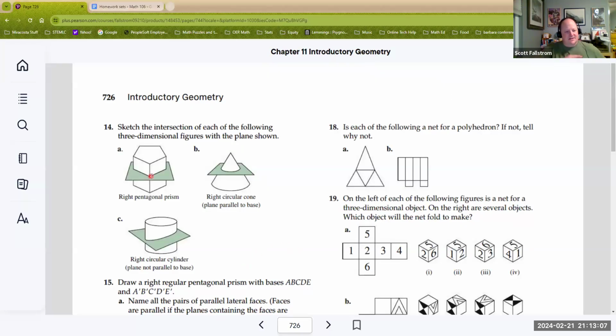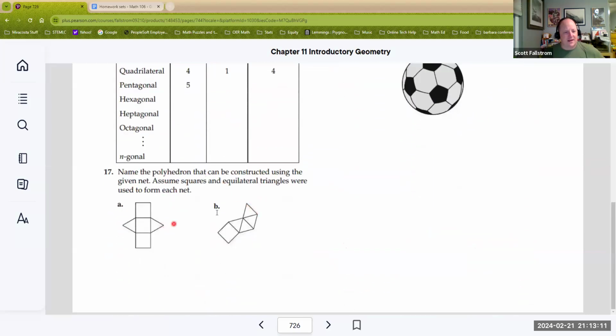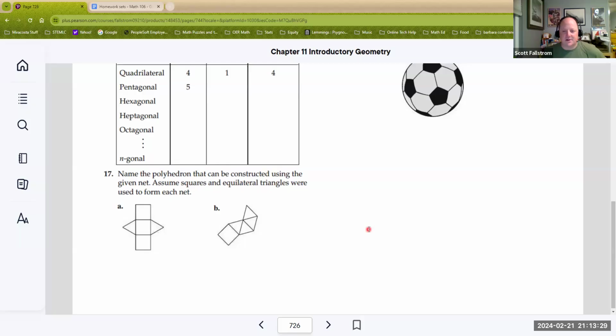These aren't bad. These are kind of slicing through things as you go. So let me skip down to number 17 and say here is a net. Think of folding this up. What shape are you making when you fold that up? And that is, by the way, it does say assume squares and equilateral triangles were used. So as you form them, it will be equilateral triangles only, which I think makes a little bit more sense.